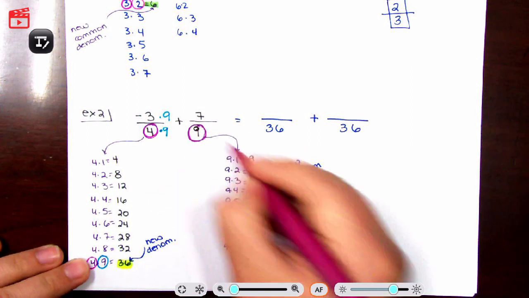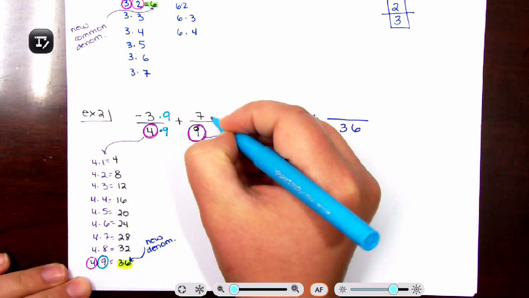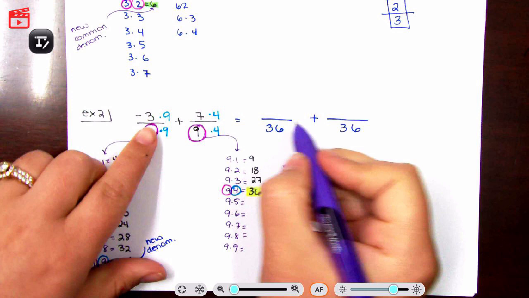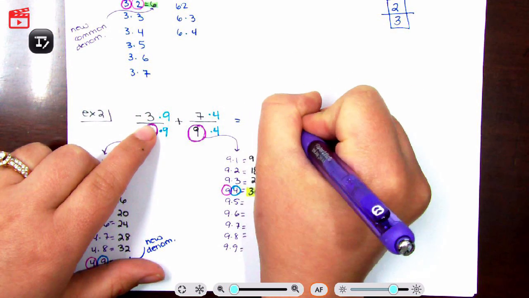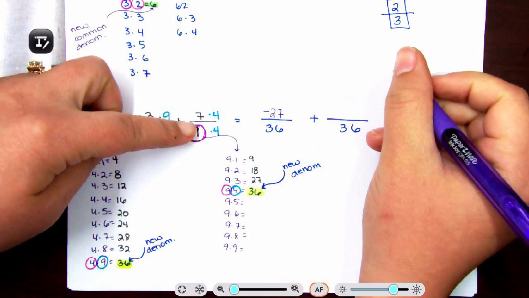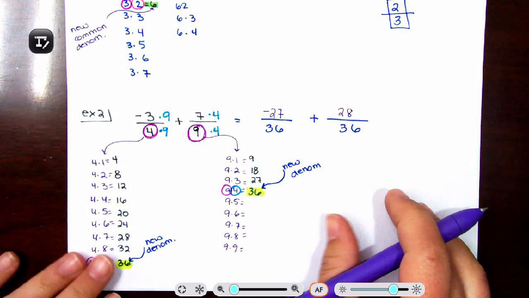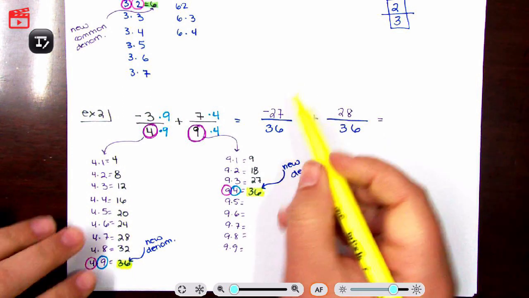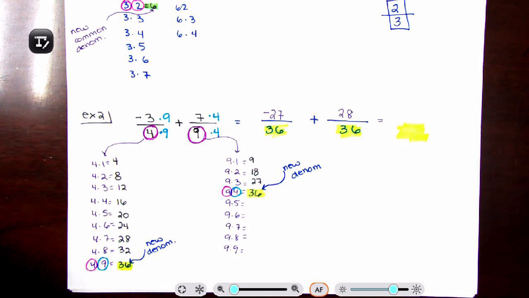9 was multiplied by 4. So I'm going to multiply by 4. -3 times 9 is -27. 7 times 4 is 28. So we have copy, copy, paste, copy, copy, paste. We can do that now because the denominator is the same.